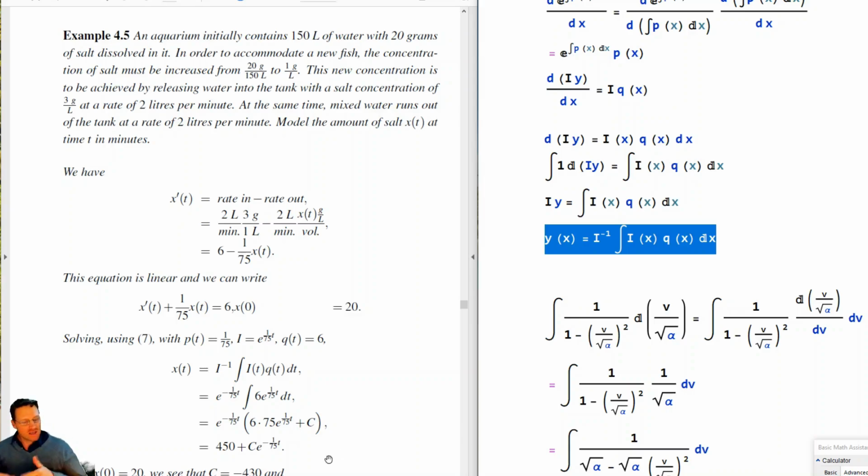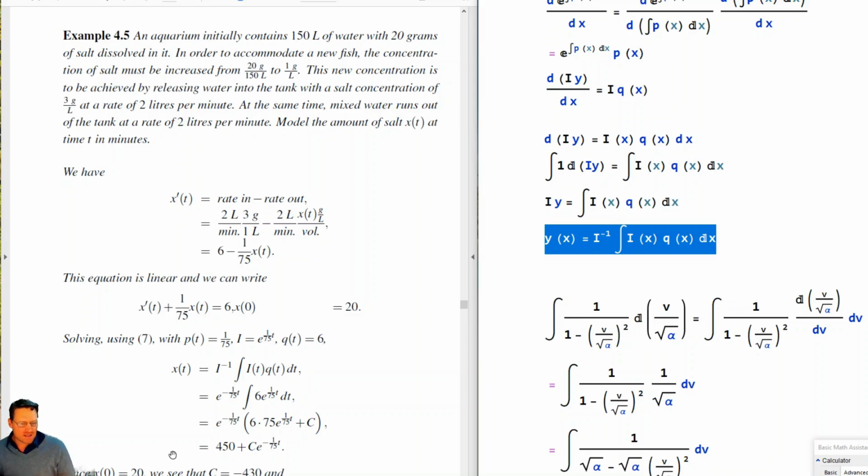All right, so this gives us a way to model this. We've got the general solution, but we need to take into consideration the initial salt concentration there. 20 grams of salt initially. So x of 0 is 20. So we sub in t is 0, and we have e to the power of 0 is 1 for this part. On the left-hand side, we have 20.